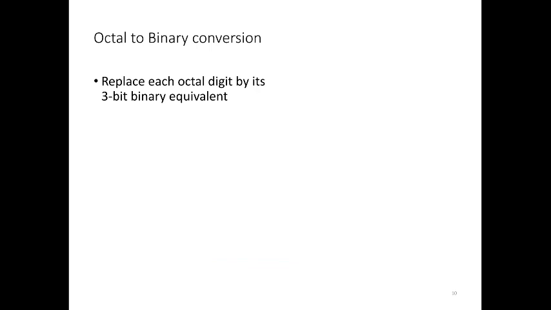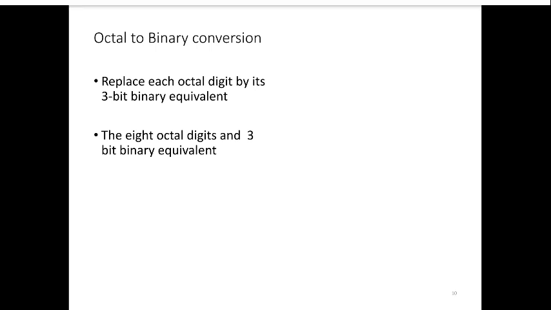See, replace each octal digit by its 3-bit binary equivalent. If you remember, in the previous class we discussed these points. The next point is the 8 octal digits and 3-bit binary equivalent. So in octal you have how many symbols? 8 symbols, 0 to 7. In binary you have only 2 symbols, that is 0 and 1. So to represent these 8 symbols, 0 to 7 of octal, how many bits of binary do you need? You need 3 bits.